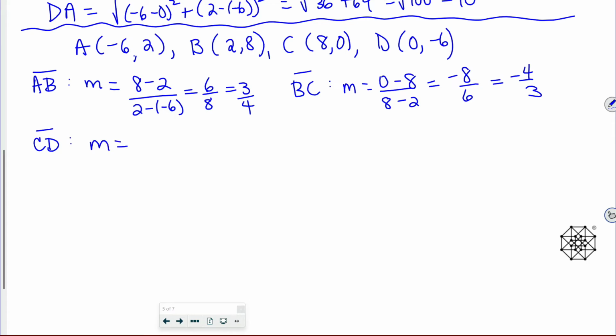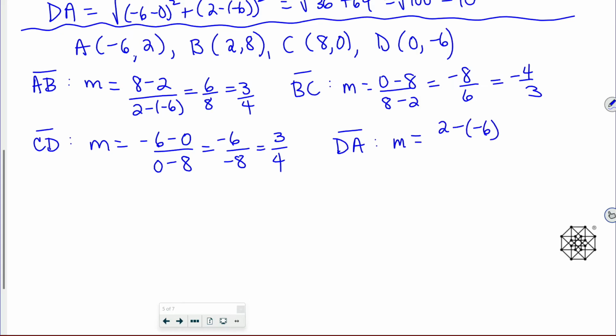For CD, my slope is going to be negative 6 minus 0 over 0 minus negative 8. That's negative 6 over negative 8. Never forget, a negative divided by a negative is a positive. So a slope of 3/4. And finally, for DA, here my slope is going to be 2 minus negative 6, all divided by negative 6 minus 0. That's 8 divided by negative 6. A positive divided by a negative is a negative, and we get negative 4/3.